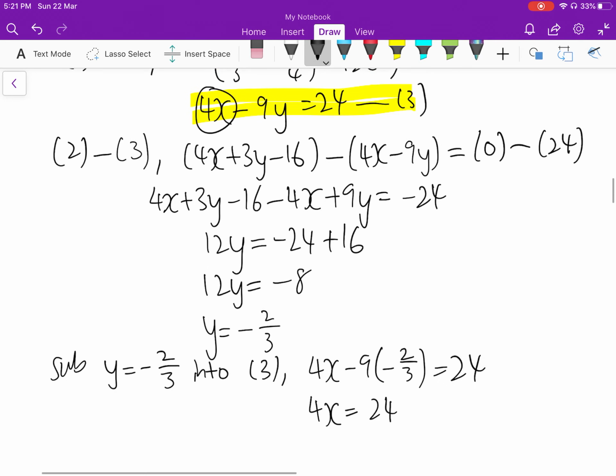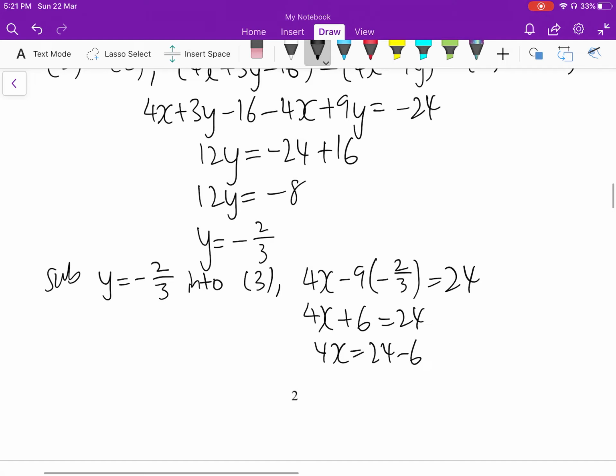Maybe I won't skip steps, if not it will confuse you. Over here, I will get plus 6. Just key your calculator: 9 times 2 over 3, you actually get 6, and negative times negative becomes positive. So 4x is 24 minus 6, so you get 18.